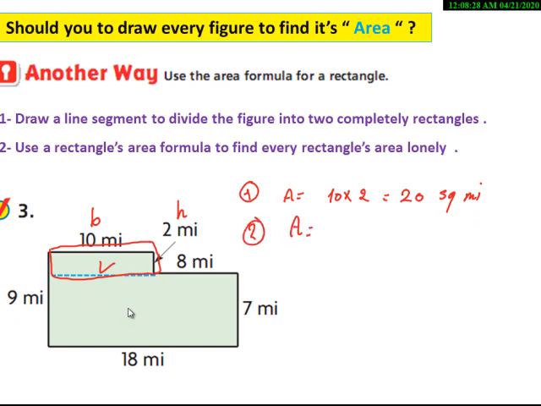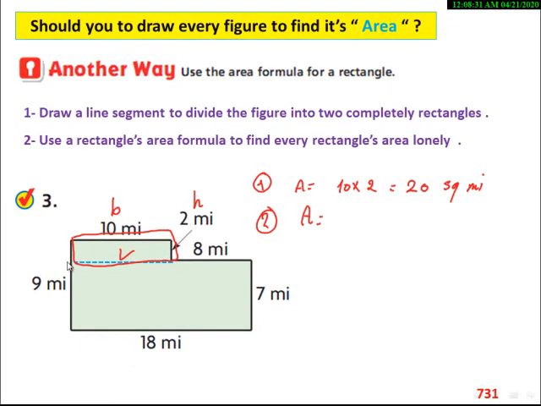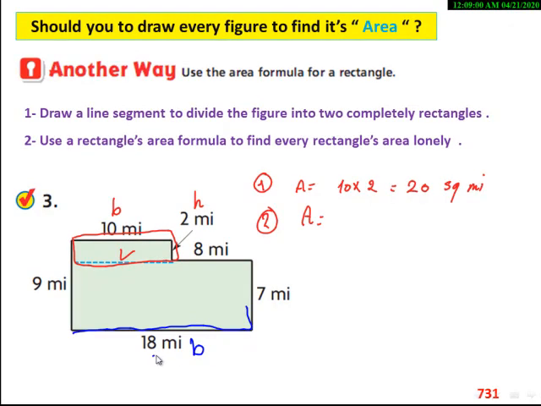Number 2, the second area, for the second rectangle. Here its base is 18 millimeters, and its height? Where is its height? 9 or 7? Exactly 7. 9 is the total line segment. Here I'm looking for its height. Height equals 7 millimeters. So I'm going to multiply 18 by 7.